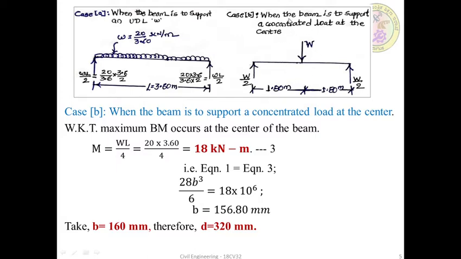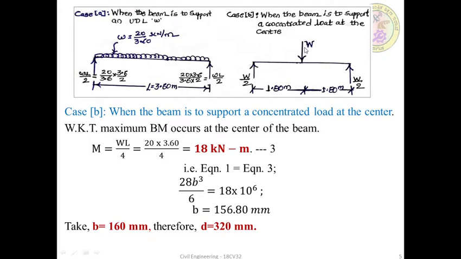Point load at the center, when the beam is to support a concentrated load at the center. So from this condition, again this diagram is symmetrical about the vertical axis. So here at the center W is acting. Here there is no need of finding the reaction components. Directly you apply the principle of axis of symmetry. So whatever the total load will be equally shared by both the supports.